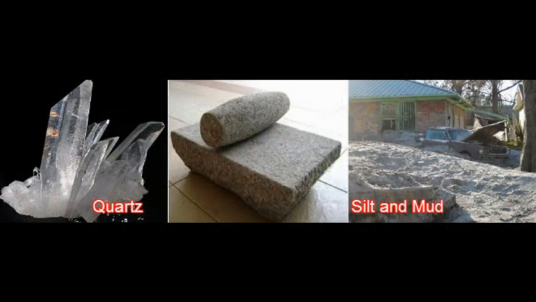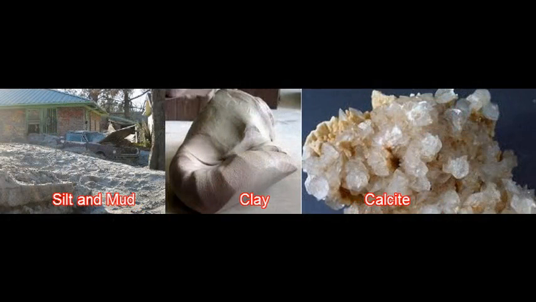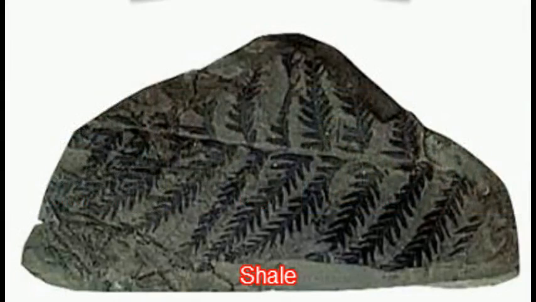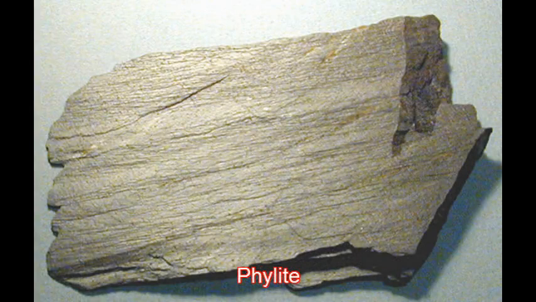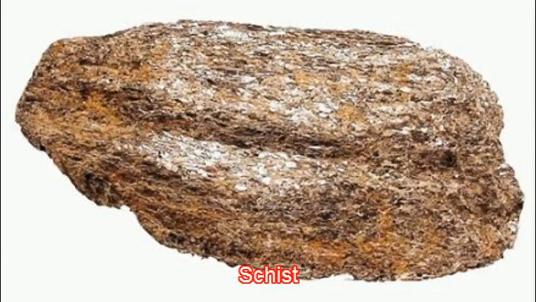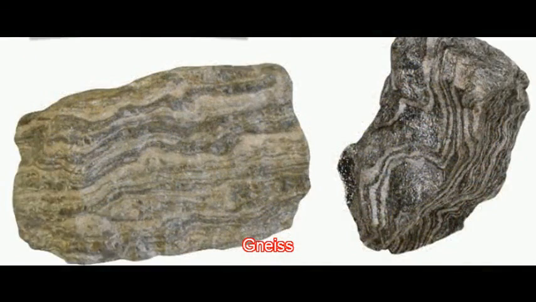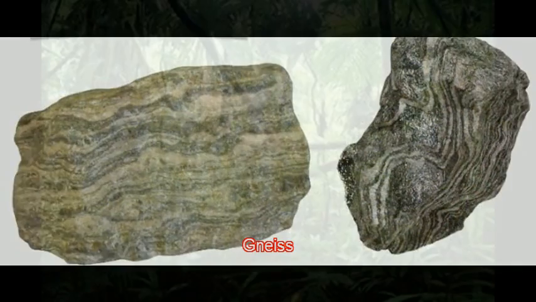To make slate and gneiss, crush quartz till it turns to silt and mud. Mix with clay and calcite and let it harden to shale. Press shale to slate to make a rock that splits into flat surfaces used to make roof tiles and blackboards. Press slate to phyllite. Press phyllite to schist. Press schist and add feldspar to make gneiss, hard enough to use on the side of roads.